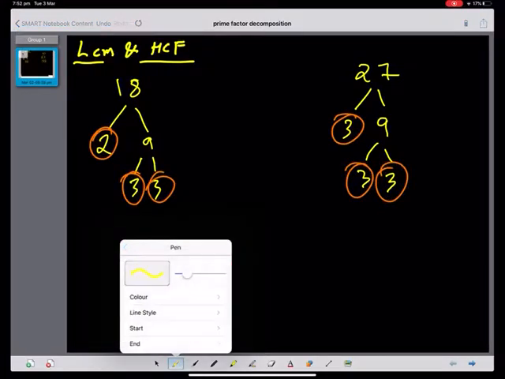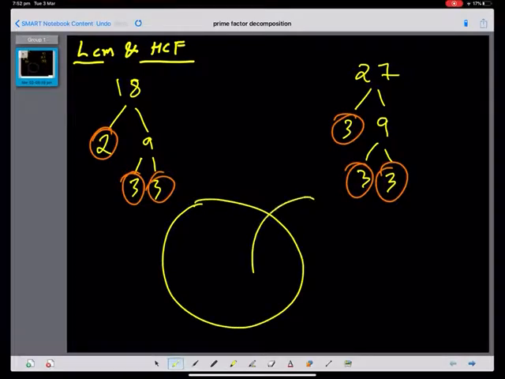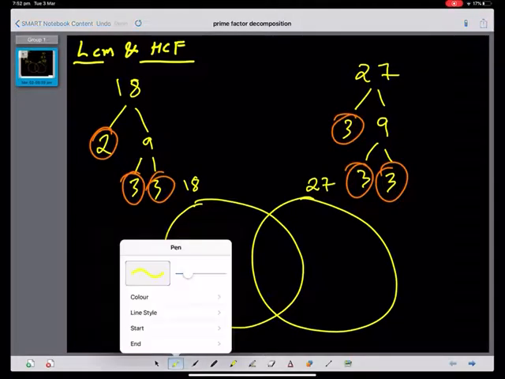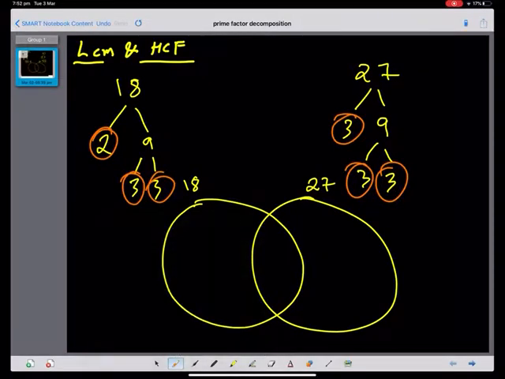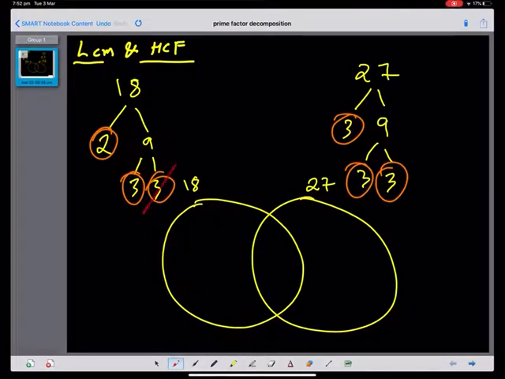Okay, so let's draw our Venn diagram. Here we've got 18 and 27. Let's cross off the common numbers. 3 is common. The other 3 is common. We've got 3 left over, and we've got 2 left over.